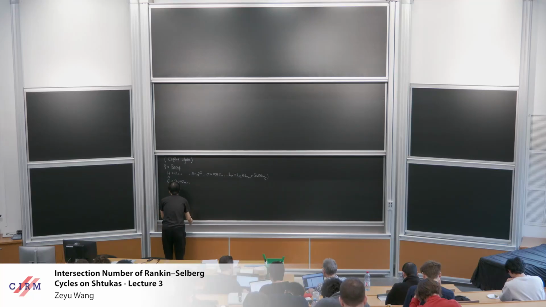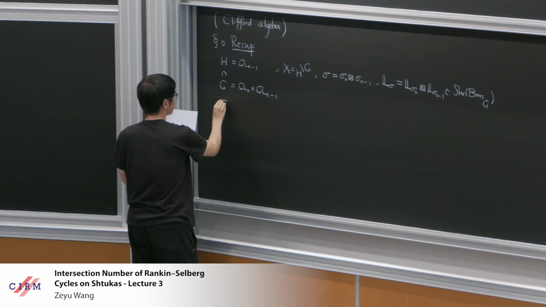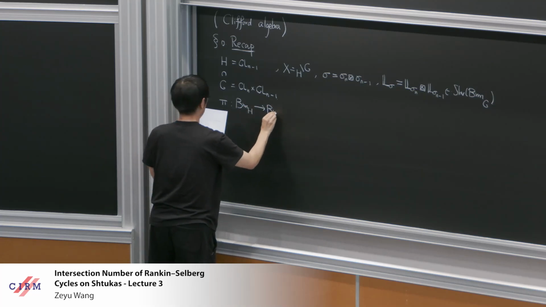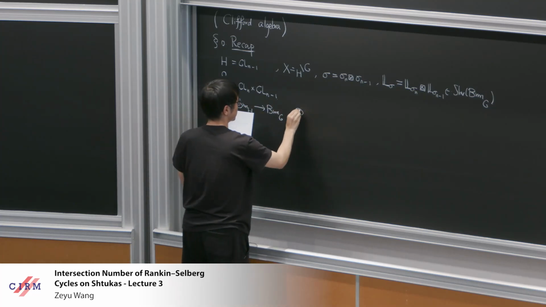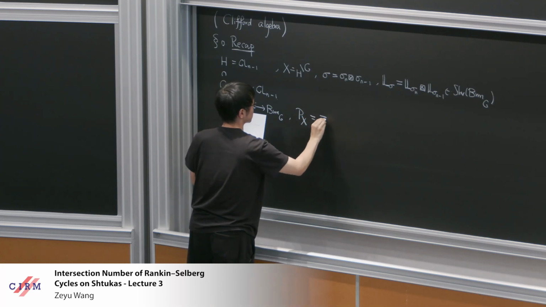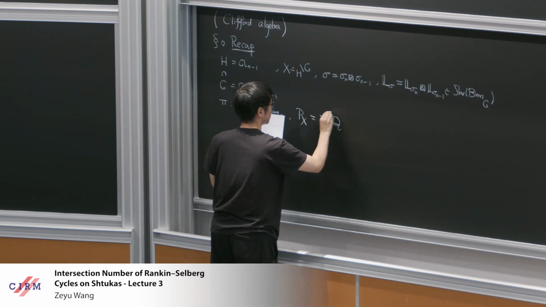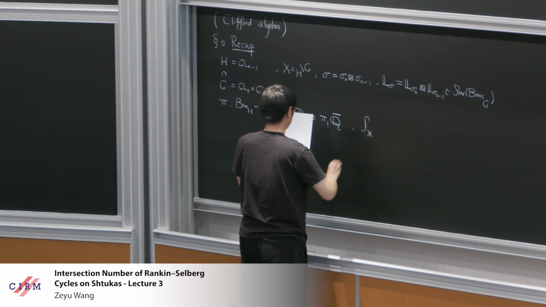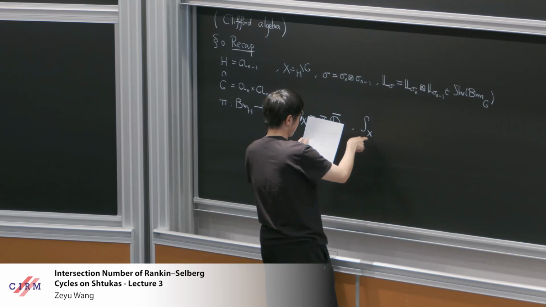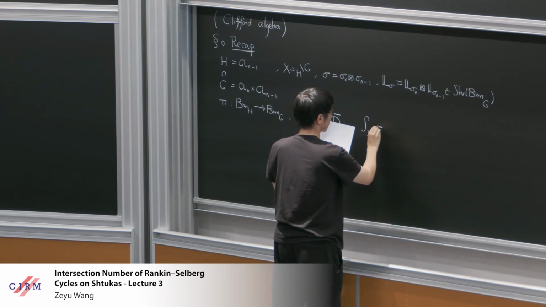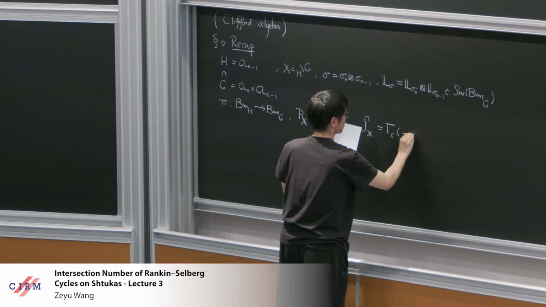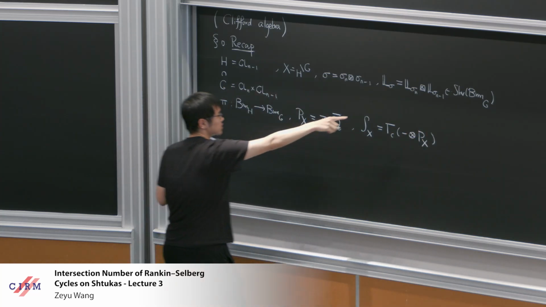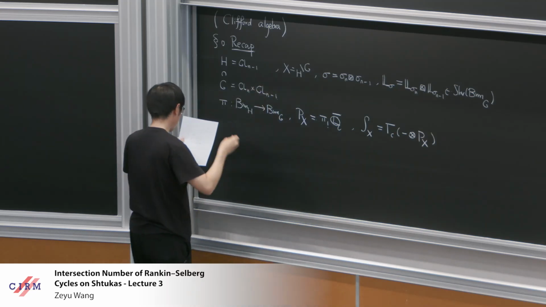Okay, and so from this you can consider the map pi from Bun_H to Bun_G, and you have the Period sheaf P_X, which is a lower shriek of the constant sheaf on Bun_H. So consider this functor, integrate using X, which is just take first tensor with the Period sheaf and take compactly supported cohomology. So it's a functor defined on sheaves on Bun_G.